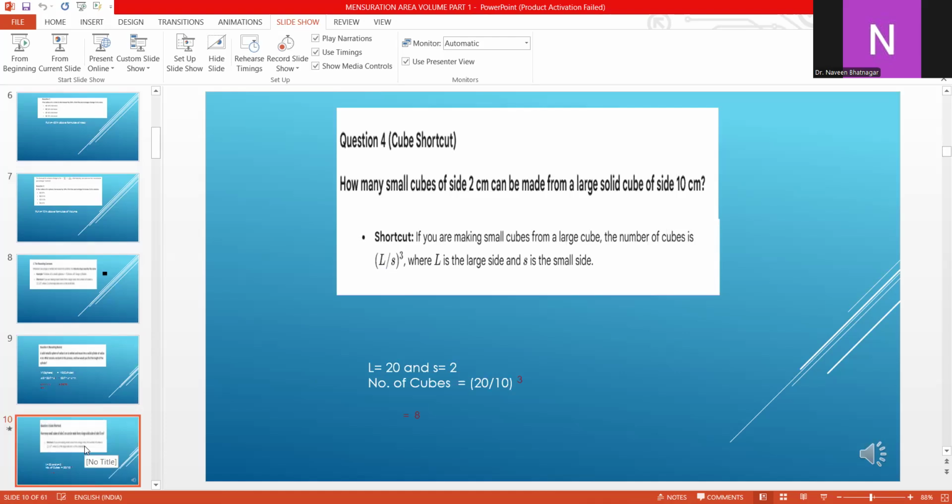The question is like this: how many small cubes of size 2 cm can be made from a large solid cube of size 10 cm? As you can see in the formula, L here is 20 and S here is 2. The number of cubes will be 20 upon 10. It would come out to be 8. Okay, I think there is a small change. L should be 10 here, not 20. So you can make this minor change. If you put L equal to 10 and S equal to 2, 10 divided by 2 will be 5. 5 cube means 125. That would be your answer.